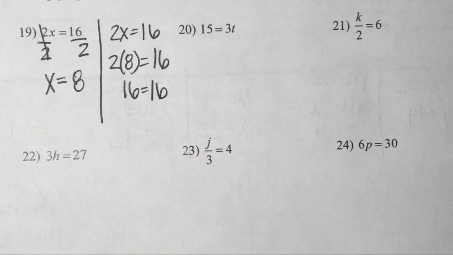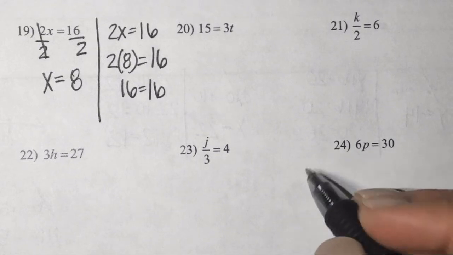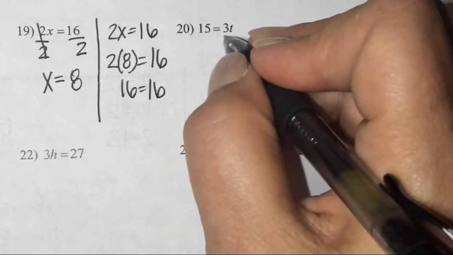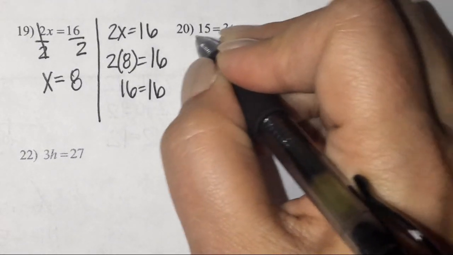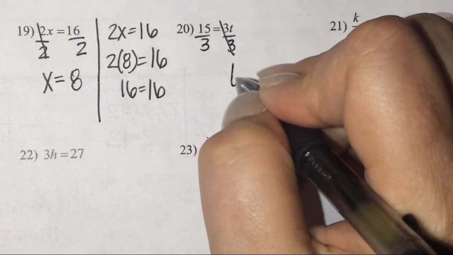Okay, number 20. What type of equation is it? Multiplication. How do I undo multiplication? Division. What number do I want to get rid of? 3. You got it, because it's with my variable. Okay, cancel out the 3's. That leaves me with t.